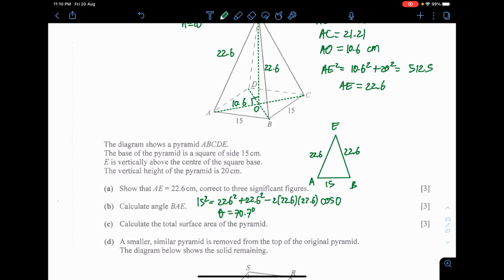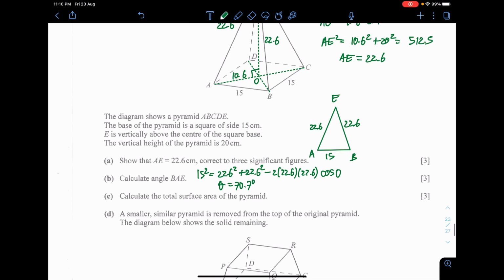Find the area of the pyramid. I'm going to take half ab sin C for the triangle area of EAB. Half times 22.6 times 22.6 times sine of 70.7, times 4, plus the square base, 15 squared. Just key this into the calculator, you're going to get 866, corrected to 3SF.